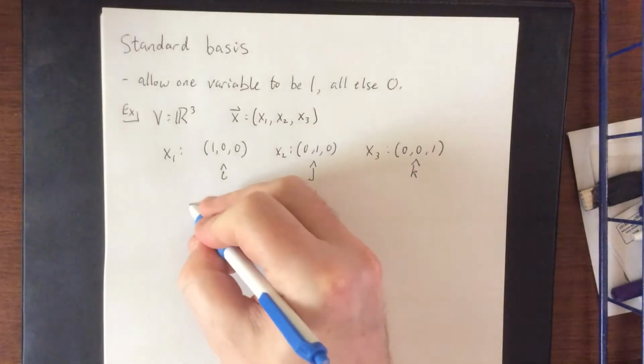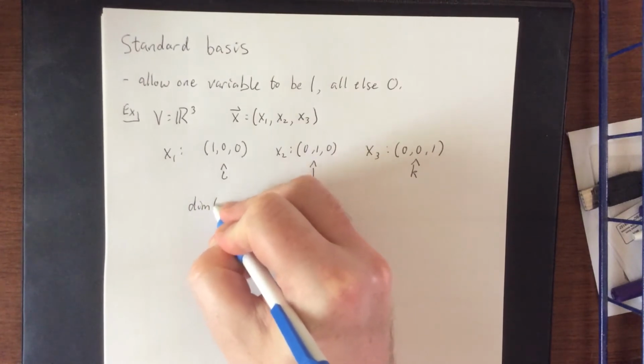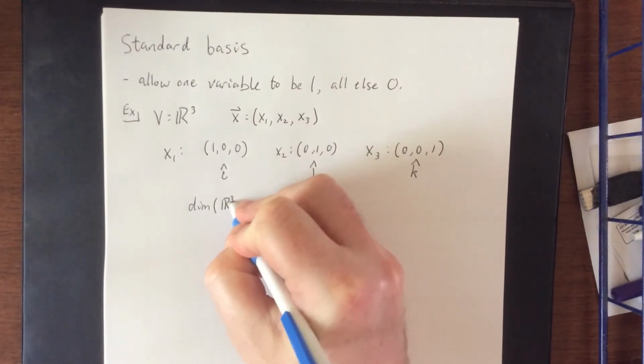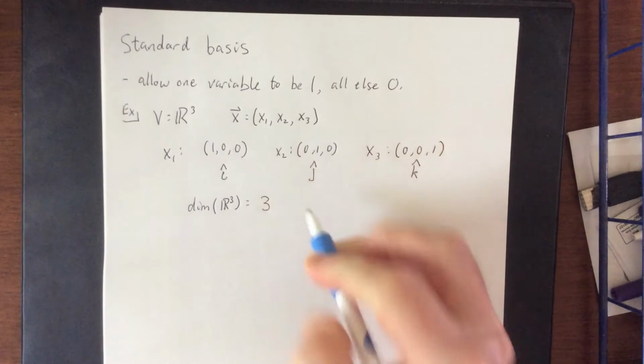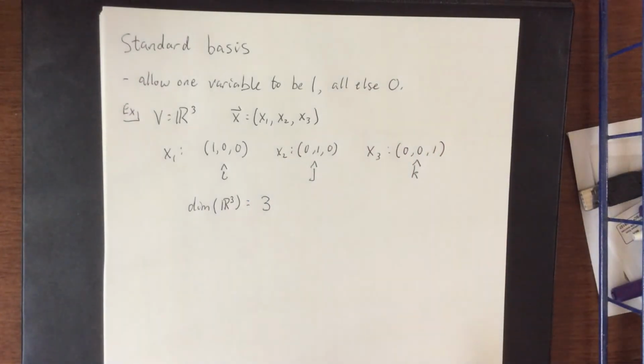Now this also lets us know that the dimension of this vector space would be equal to 3, because that's the number of vectors that we see in our basis. Now, that's true for any basis, not just a standard basis.